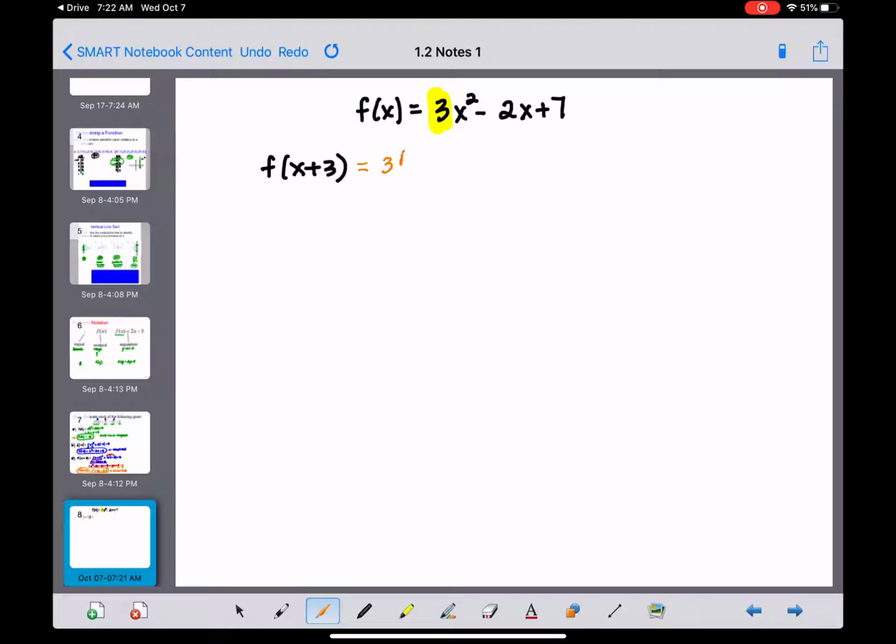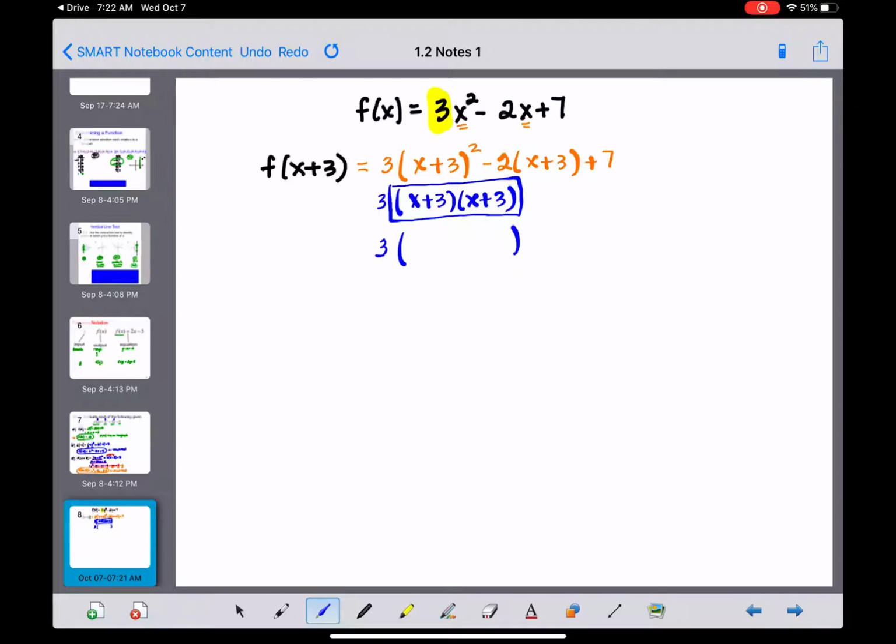So if we sub that x plus 3 in everywhere we see an x, we're going to have 3 times the quantity of x plus 3 squared minus 2 times the quantity of x plus 3 plus 7. Now, to make sure that we're doing this correctly, we're going to bring that 3 down. But remember, x plus 3 squared means we're going to multiply x plus 3 times itself. Now, as you're working this out, what I would suggest is multiplying the two binomials together and then taking that answer, so I'm going to leave it in parentheses, times 3.